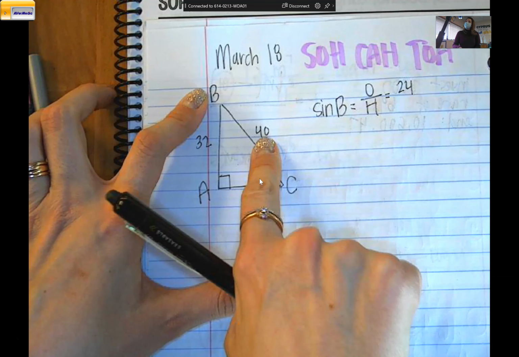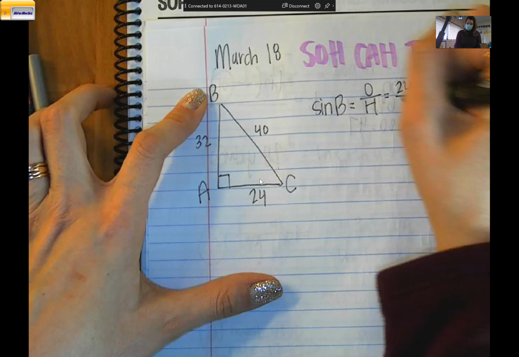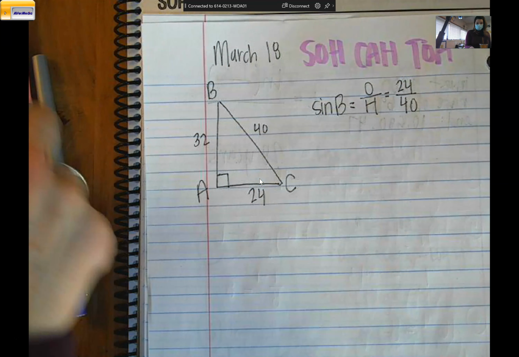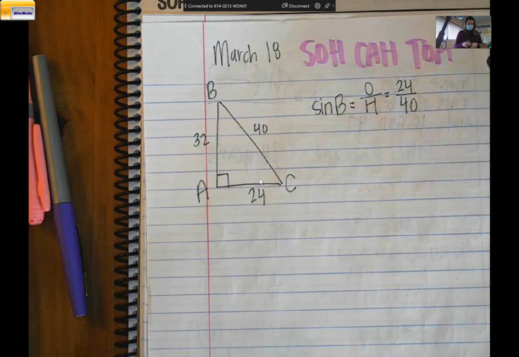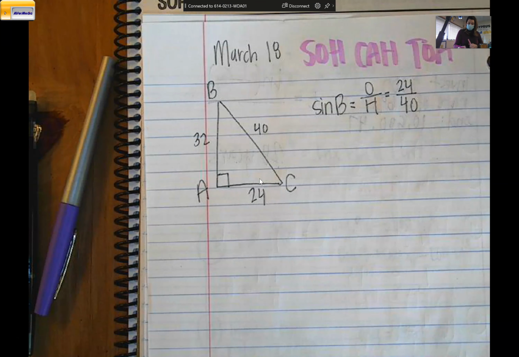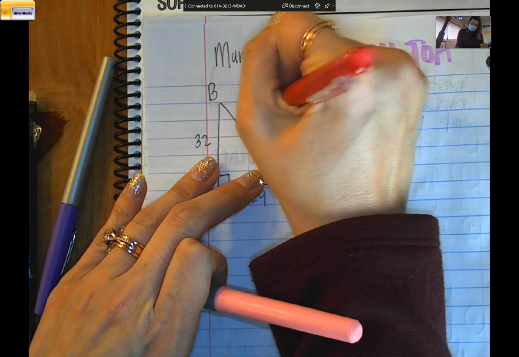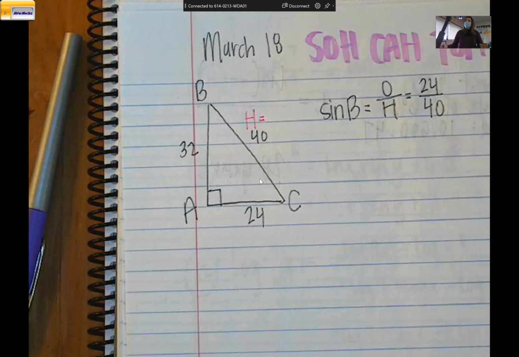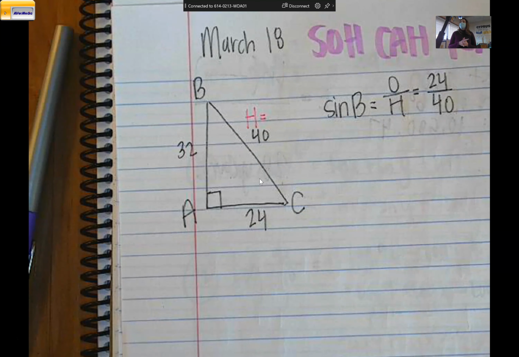Its hypotenuse is 40. And this hypotenuse, you guys could label if you wanted to, because this hypotenuse does not change. So this is H, no matter what angle they have you look at. The hypotenuse is always the hypotenuse.